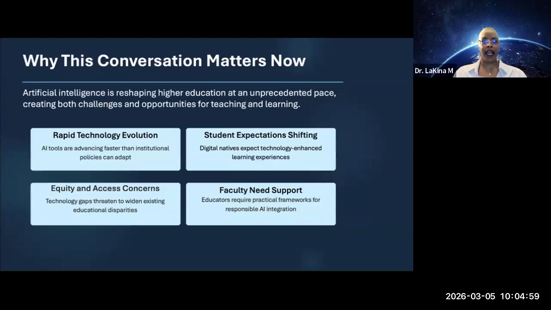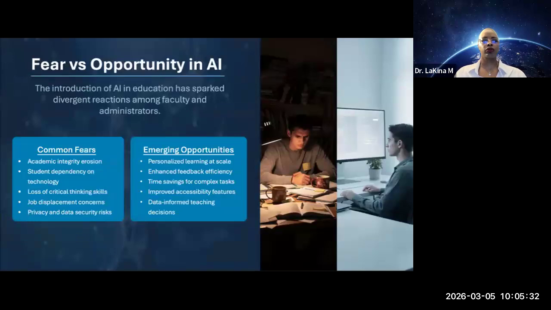But here's the critical part. If we integrate AI without deliberate planning, we risk widening equity gaps. Not all students have equal access to devices, subscriptions, or digital literacy. So the question becomes not just how we use AI, but how we use it responsibly. And finally, faculty need support, not mandates, not fear-based messaging, but practical frameworks. And that is what this session is designed to provide.